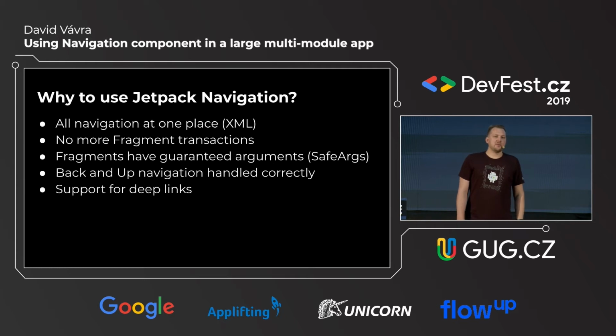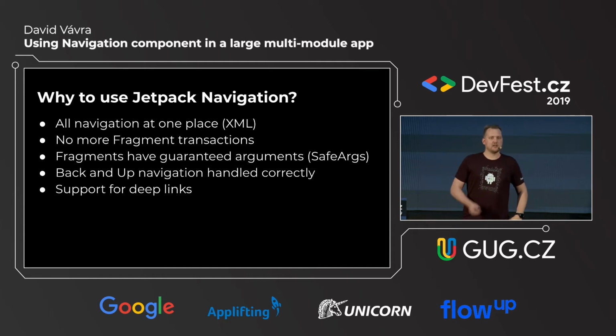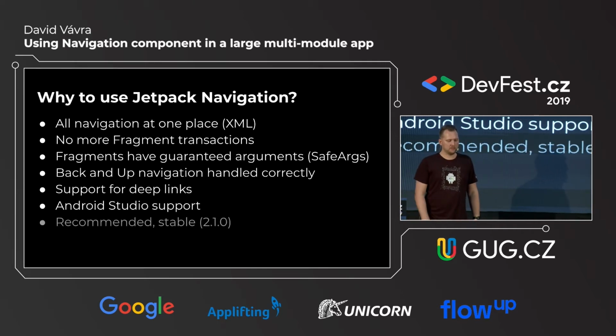It has support for deep links. So deep links are also kind of hard to do, like you have to do all these intent filters in your activities and a lot of boilerplate around them. Navigation simplifies this. And as I said, there is nice Android Studio support. You can see the graph, but I usually just look at the XML, edit the XML.